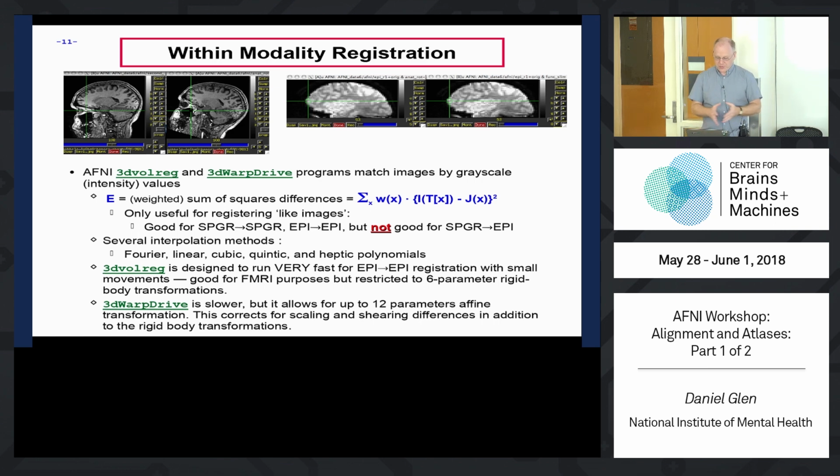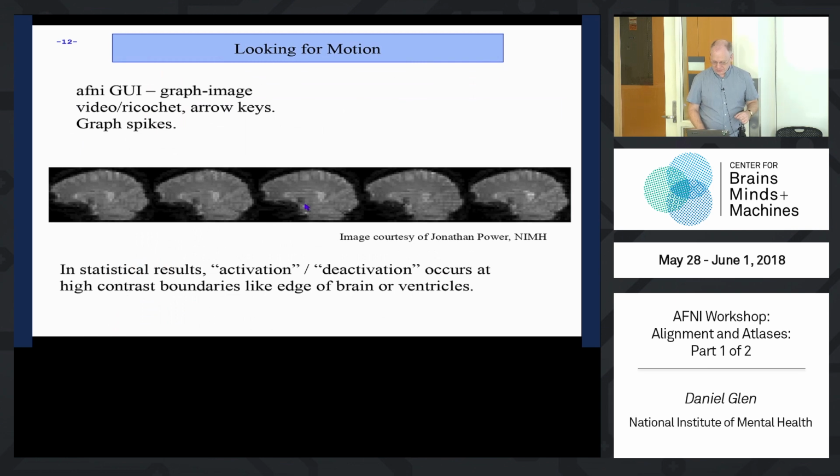Okay, so the weighted least squares method is what we use with 3dvolreg and with 3dWarpDrive. We're going to do that with 3dvolreg for motion correction. And yesterday we looked at how we see motion in the graphs, in the images, how to find it. And this is an example of what motion actually looks like.